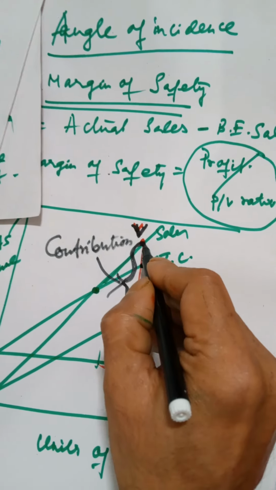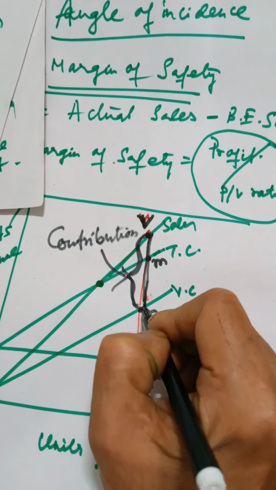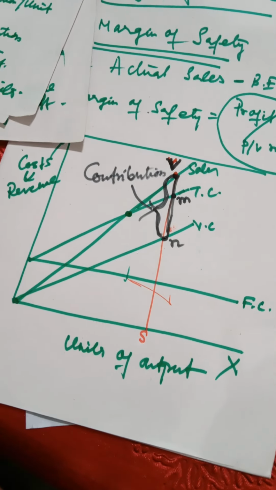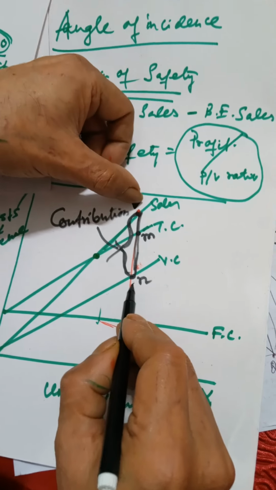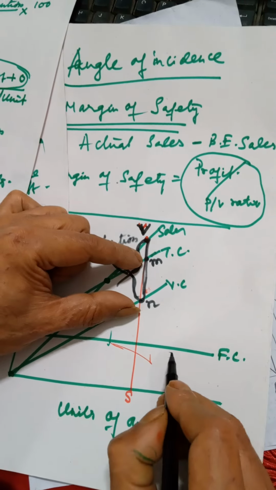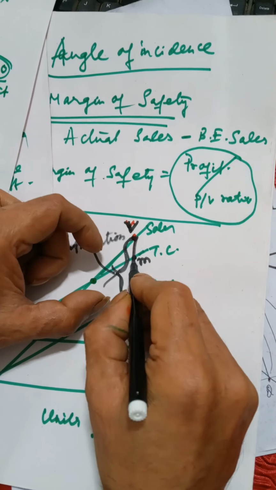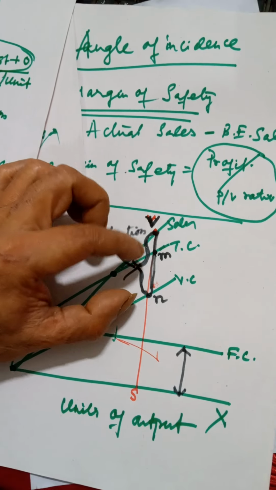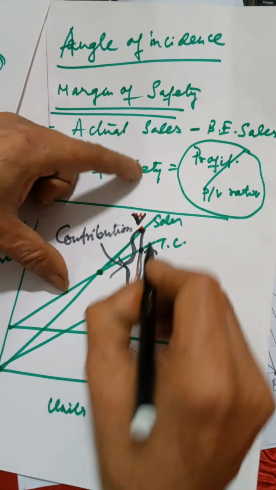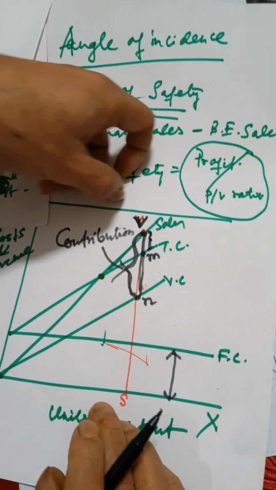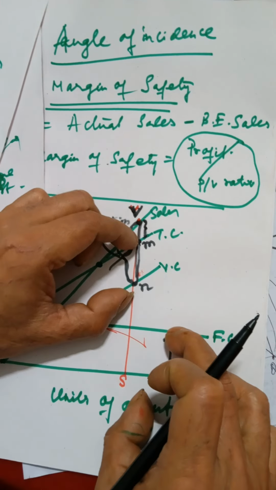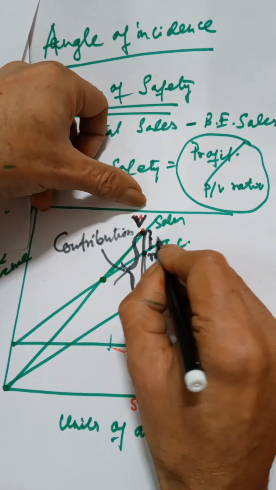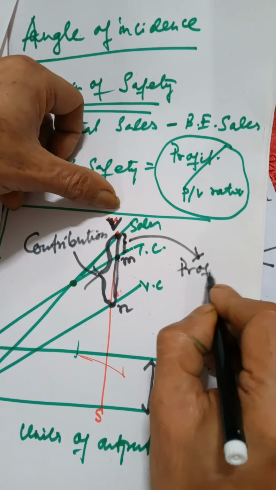So this much contribution the company is earning by selling OS units. Now contribution minus fixed cost is profit. VN is contribution and MN is fixed cost, because this length is equal to this length. VN is the total contribution and MN is total fixed cost. So what remains? VM remains, isn't it? If we deduct MN, that is fixed cost, from NV, that is the contribution, we get profit. So VM is the amount of profit.